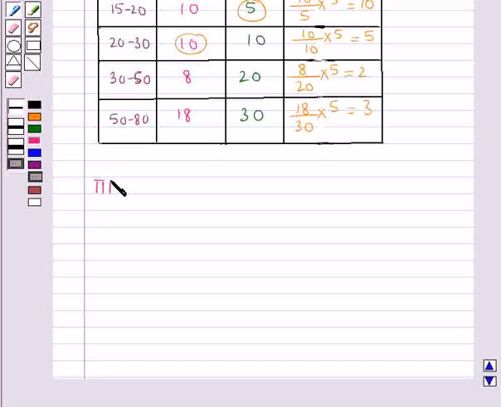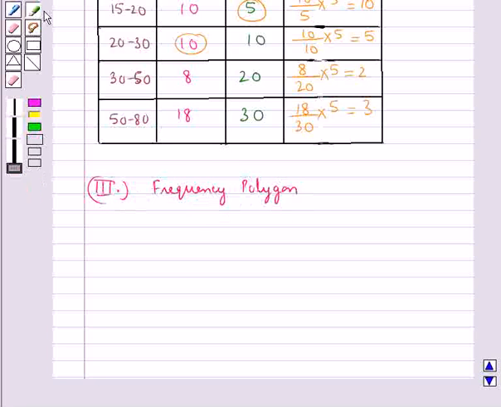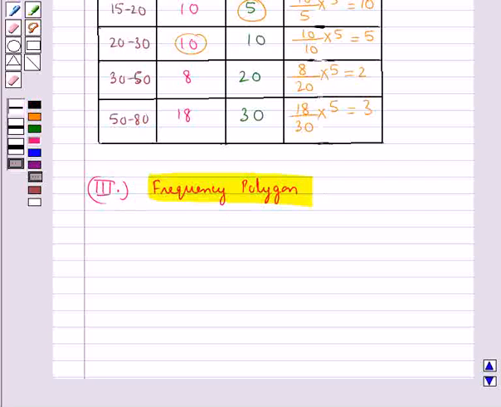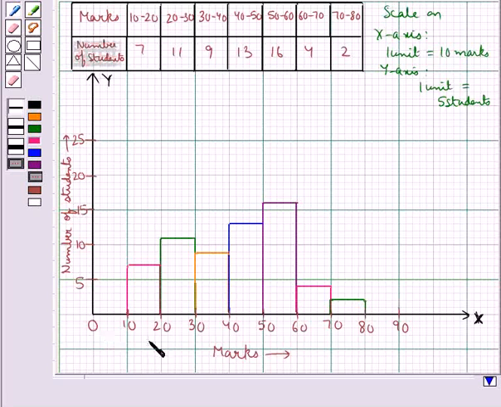Now the next way of representing the data graphically is by frequency polygon. Let's see how we do this. For this, we need the histogram of uniform width. This is the histogram of uniform width that we had already drawn for the given data. Now, to draw a frequency polygon using this histogram, we first mark the midpoints of the upper sides of the adjacent rectangles of this histogram. We mark these midpoints as B, C, D, E, F, G, H.